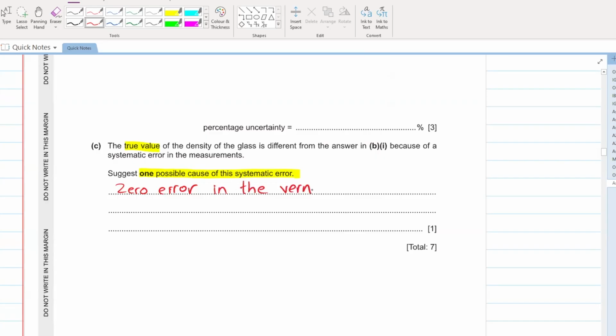In the vernier caliper. You can also write micrometer as well. There is no restriction. Zero error in the vernier caliper.